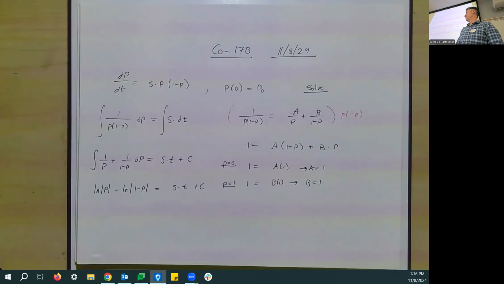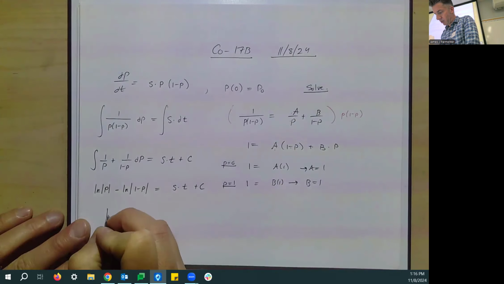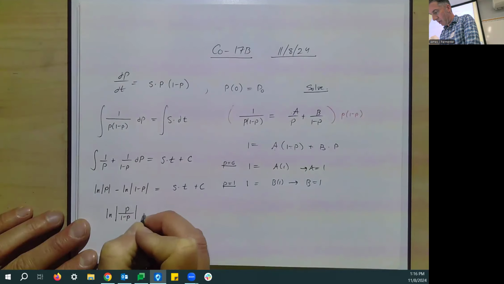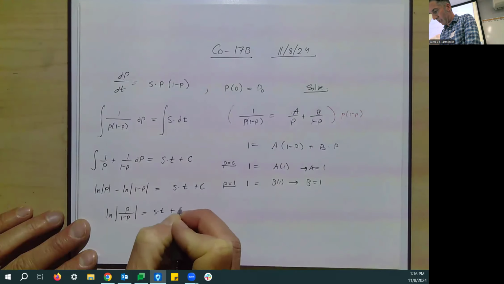And then let's see, find the solution. Interesting. Okay. I feel like there's more questions we could ask here. So we're trying to solve for p. So typically that means we have to combine the logarithms together as one logarithm. So we're going to write this as the natural log of the absolute value of p over 1 minus p equal to s times t plus c.